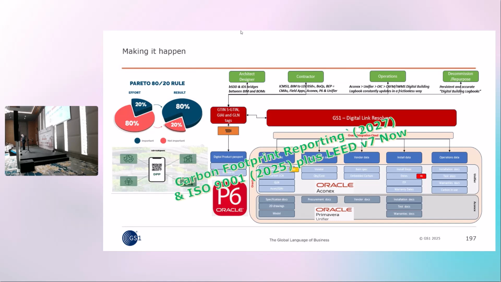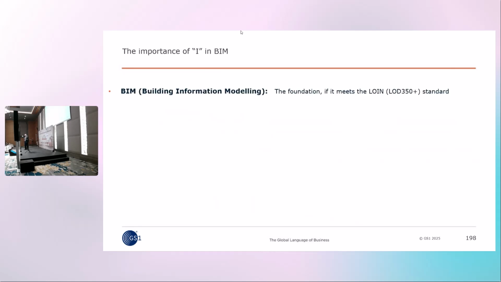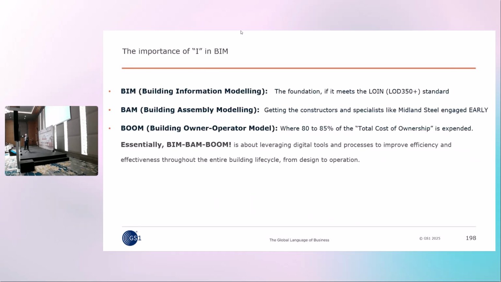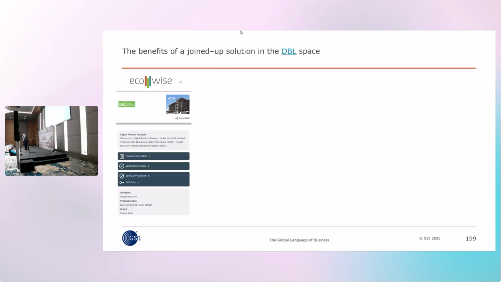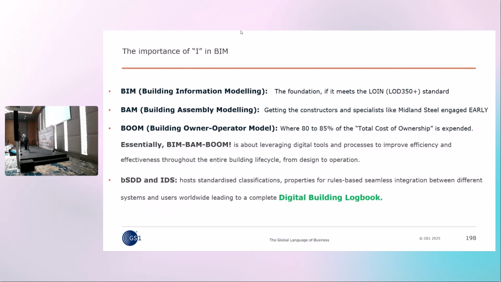We'll see. Okay, so carbon footprint reporting is going to happen. I'm nearly finished. BIM, BAM, boom. BIM, building information modeling, building assembly modeling, building owner operating model. Sorry, I went too fast there. Essentially, BIM, BAM, boom is what we need. But if you want to get to carbon, I'm back to Sika again, you need to be able to break out where that product is being used. Therefore, you have to use bSDD and IDS standards to find out where the materials were used and what their carbon footprint is. Therefore, we have to do the transition between design objects using BIM models and bills of materials.